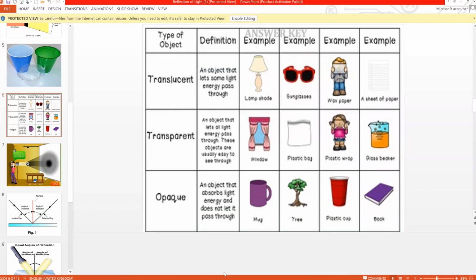Okay. Opaque: a few examples I have given. It is like a mug, and then a tree, plastic cup, book. So these are all examples for opaque objects. So now I think all of you have understood what is meant by transparent objects.